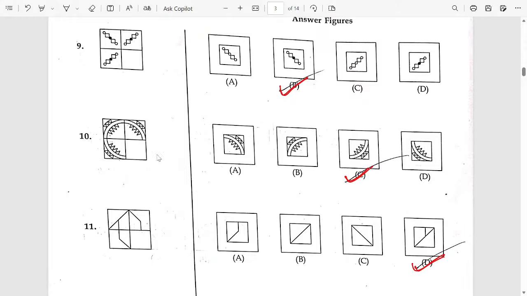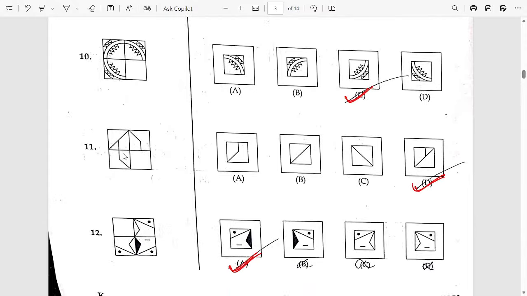Now the 10th question, the same pattern will come and it will complete the circle here. So the answer will be option C for the 10th question. Now the 11th question, if I draw it, you can see this line will extend till here, like this line, and then it will complete the hexagon. So answer option D will come for the 11th.